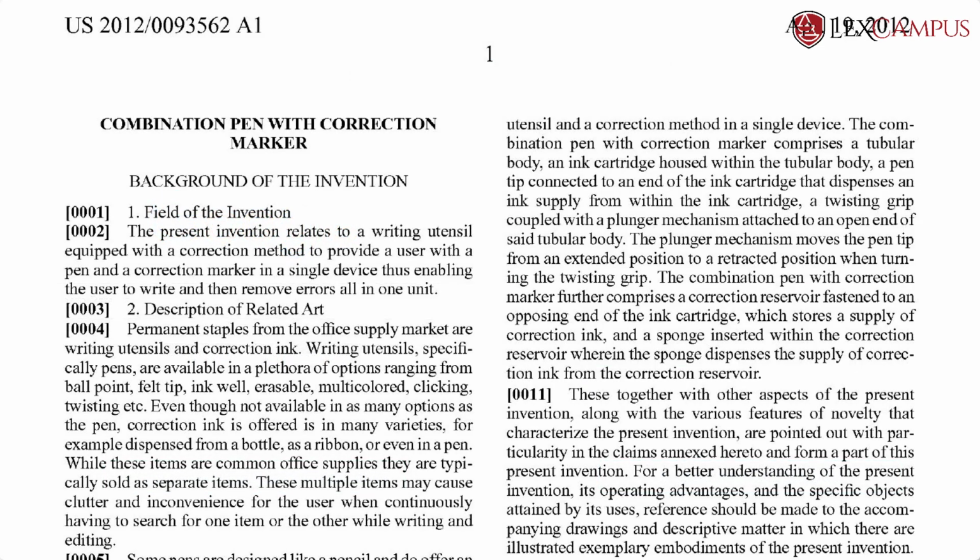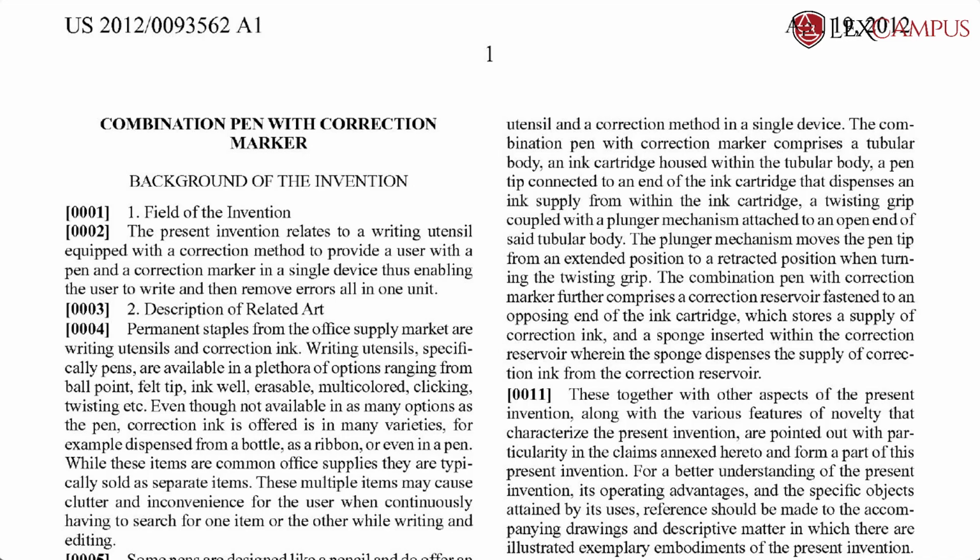Now, we come to the patent itself. Here you will find that there is a title, combination pen with correction marker. Now, the first section of the specification will be a descriptive section. So, if you have to classify the specification into two parts, you will just say the specification comprises two parts, the descriptive part and the claim.